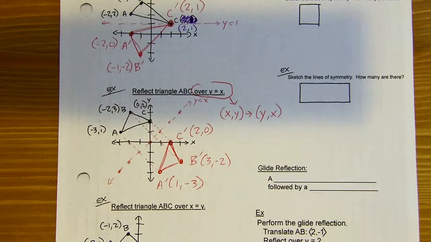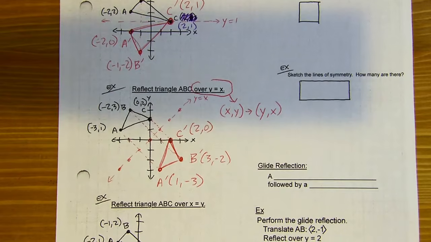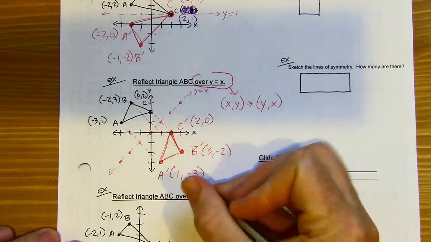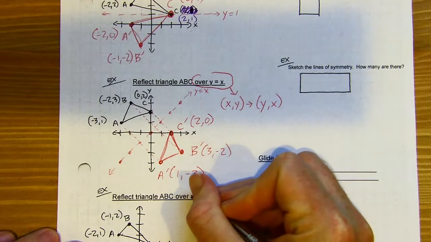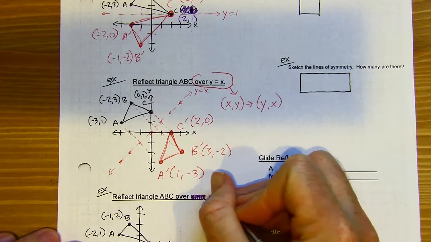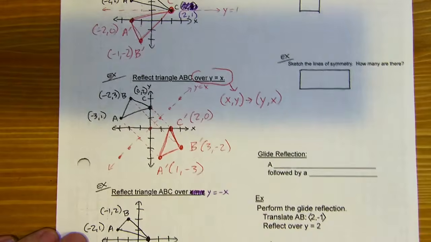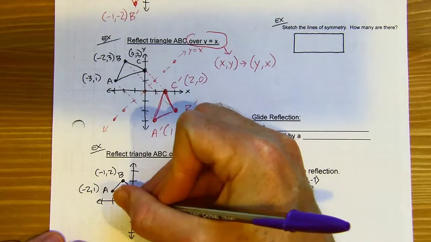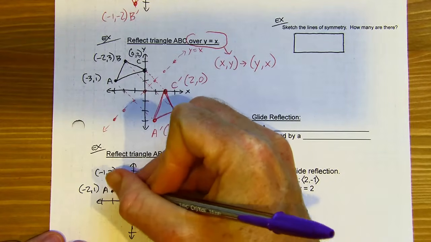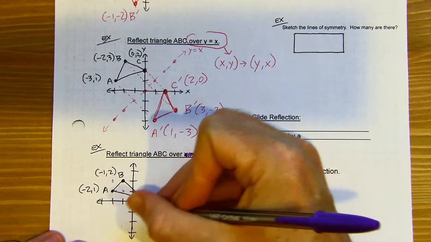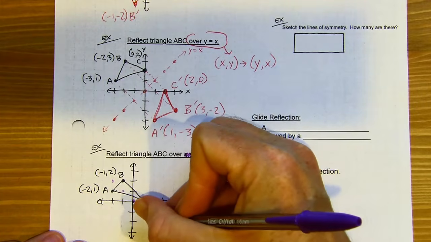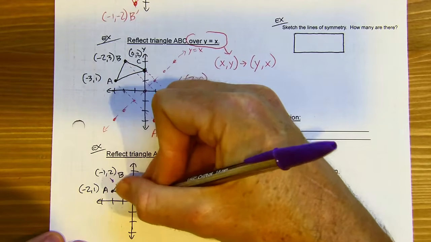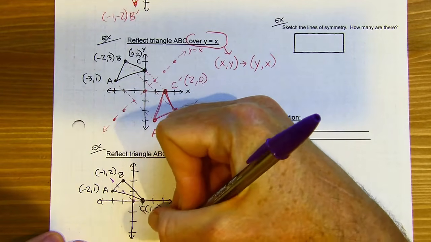Okay, let's try, oh, you know what? I've got another typo here on the next problem. So I'll fix this in the note-taking guide. I wanted to reflect over the line y equals -x. So let's go ahead and do that. Okay, so y equals -x is going to go through the origin again, but with a negative slope. So it's going to look something like this.